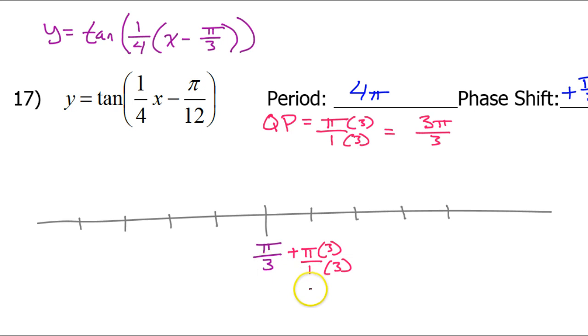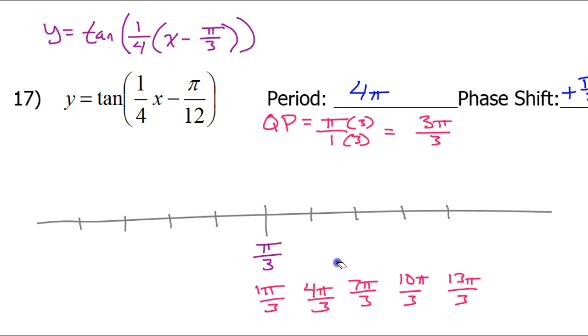So if I do that, this is sort of like having 1 pi over 3. So if I add 3 pi over 3, that would be 4 pi over 3. And if I add another 3 pi over 3, that would be 7 pi over 3. And if I add another 3 pi over 3, that would be 10 pi over 3. And if I add another 3 pi over 3, that would be 13 pi over 3.